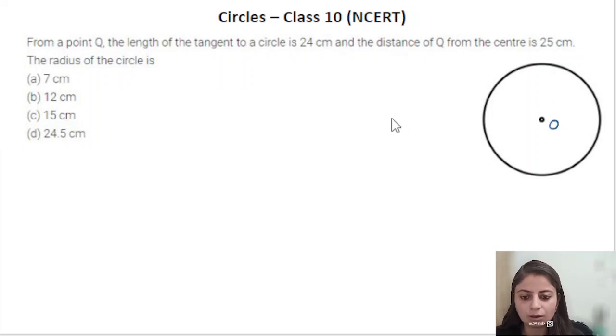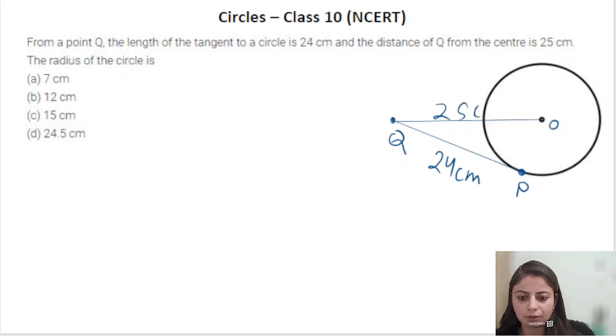Okay, so now I'll take a point Q here. From this point Q, I'll draw a tangent to this circle. So this is my tangent, and I'll label this point of contact as P. Okay, now it's given that the length of this tangent is 24 centimeter and the distance of Q from this center is 25 centimeter. So this distance is 25 centimeter.